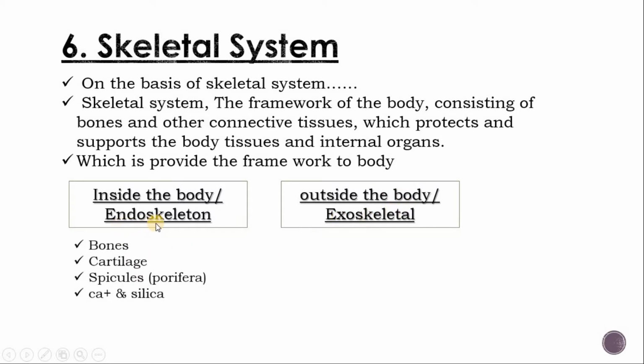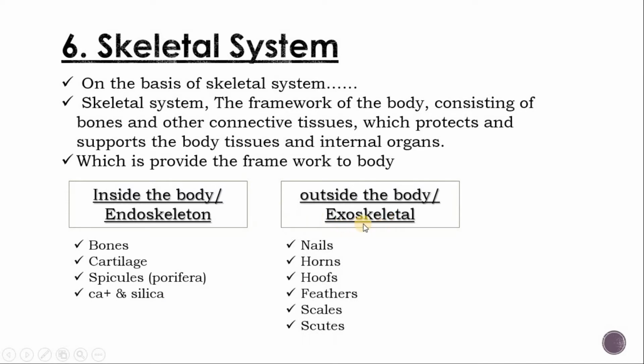In endoskeleton, there are bones, cartilaginous tissue, and spicules found in porifera. There are spicules made up of calcium and spicules made up of silica. If the spicules are made up of calcium, they are known as calcareous spicules, and if the spicules are made up of silica, they are known as siliceous spicules. These are the structures found inside the body, known as endoskeleton, which give the framework inside the body.